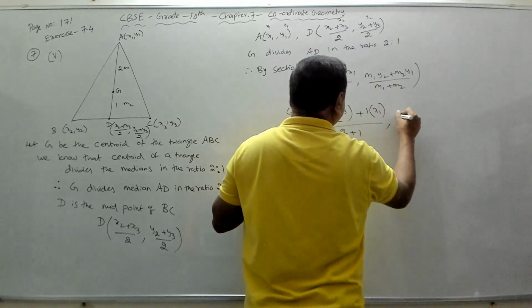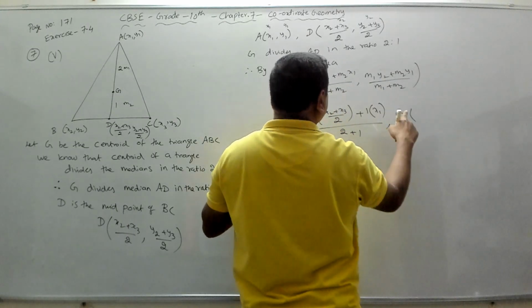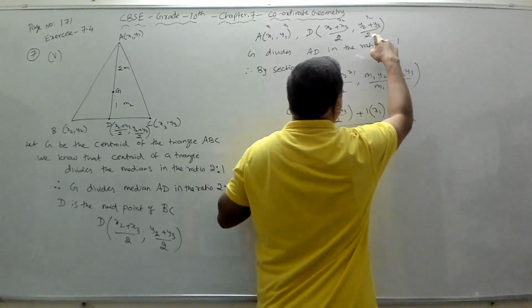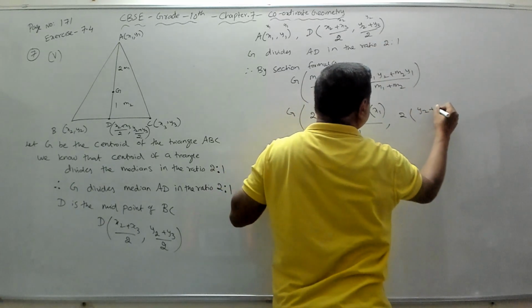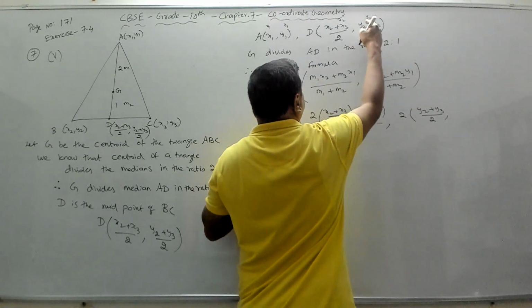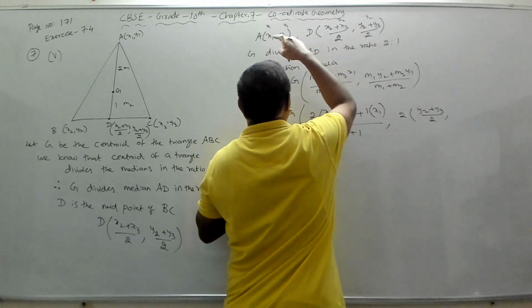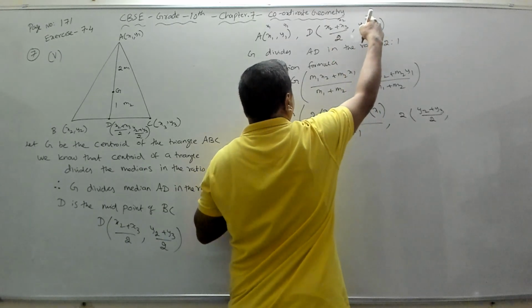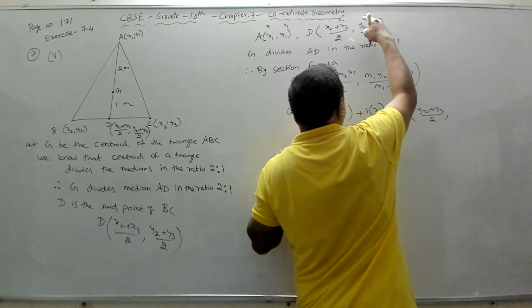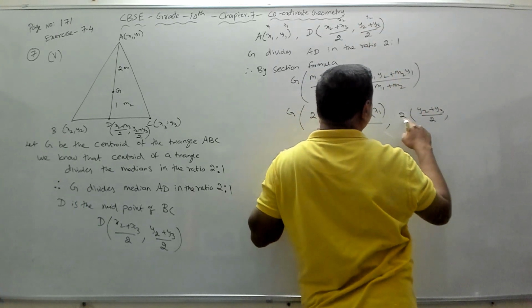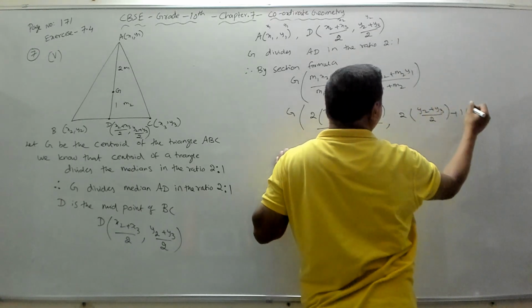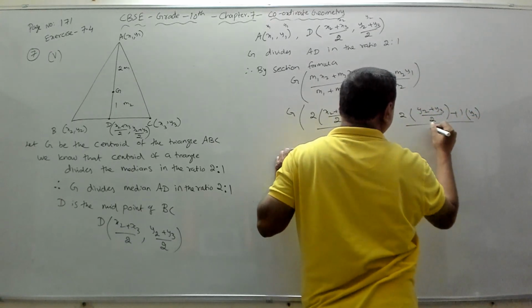Comma, M1 is 2 again, into y2. y2 is this one, y2 plus y3 by 2. This whole thing is y2, taking x1 y1, x2 y2. Don't get confused with this y2 and this y2. This whole thing we are calling y2. So 2 into y2 plus M2, which is 1, into y1, y1 is y1, by M1 plus M2.